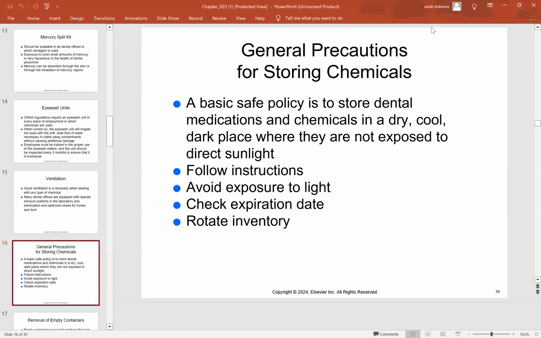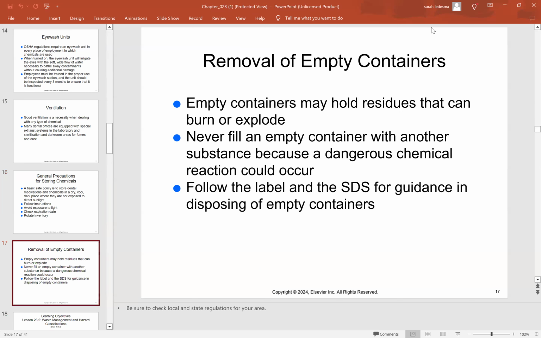Some of the general precautions for storing chemicals include: the basic safe policy is to store the medications and chemicals in a dry, cool, dark place. They should not be exposed to direct sunlight. We're always going to follow the manufacturer's instructions. Avoid exposure to light. We will check the expiration date and rotate inventory according to the expiration date.